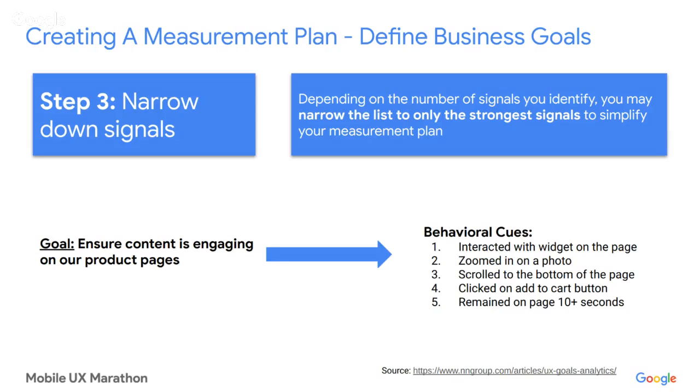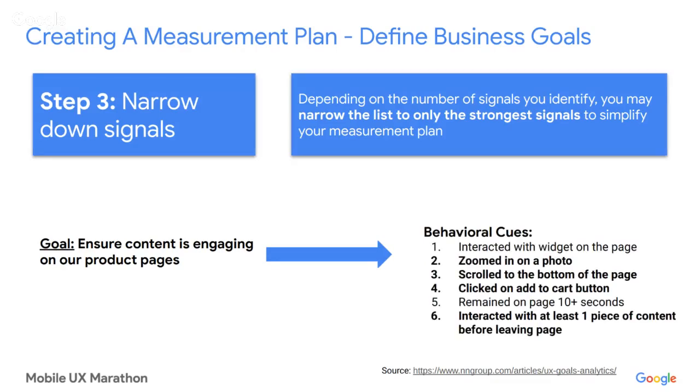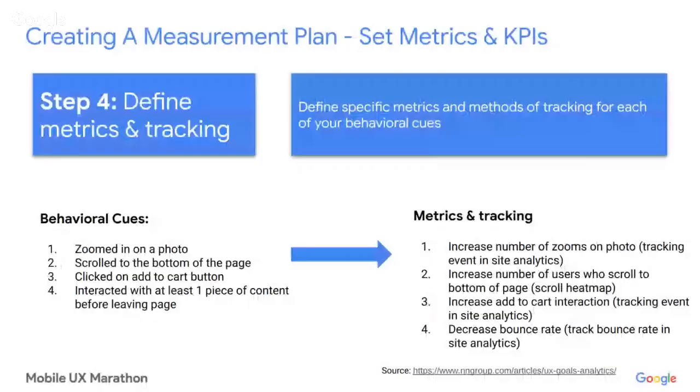For example, maybe you already have an event tracking zoomed in on photo, so you choose zoomed in on photo as one of your signals. Maybe the team has decided that the behavioral cue with the highest value is add to cart, so you will keep that one as well. Remember, you want to focus on only the strongest signals. Now, let's finalize our measurement plan with specifying KPIs.